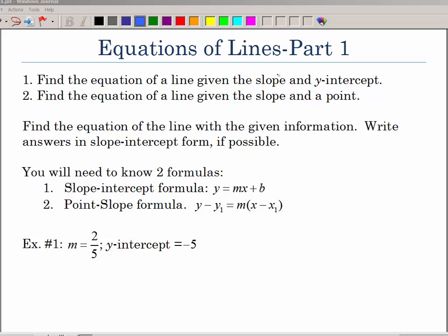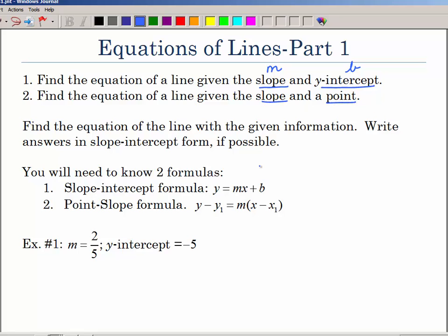In this video, we're going to learn how to write equations of lines given certain information. The first type, the easiest, is if they give us a slope and a y-intercept. You should remember that the slope is represented by the letter m in our formulas and the y-intercept is represented by the letter b. Then the second part, where it's a little bit harder, we're going to find the equation of the line if we're given a slope and a point.